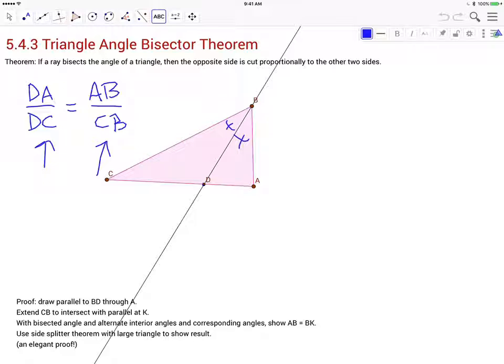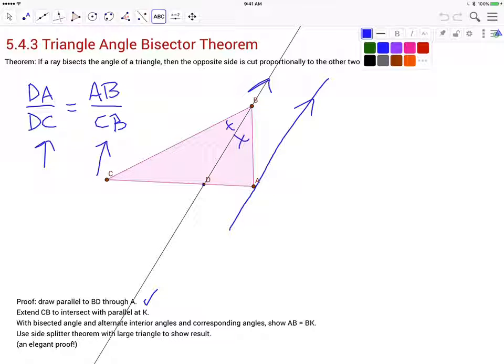It's kind of interesting. And the proof is pretty elegant, so I hope you enjoy it. I could leave it up to you to do it, but it's a pretty neat proof, and it does use the side splitter theorem. So here we go, down at the bottom, draw a parallel to BD through A. We know from the parallel postulate that that exists. So these two are parallel. And then it says extend CB to intersect with the parallel at K.